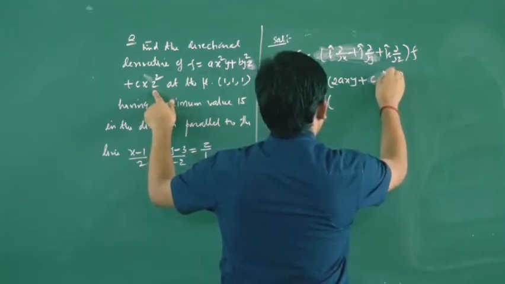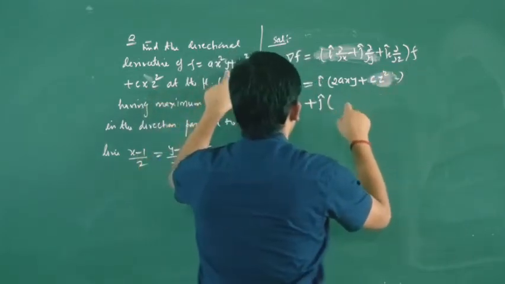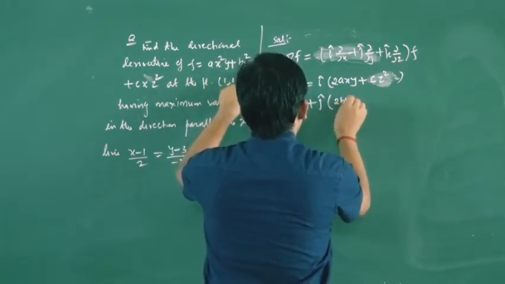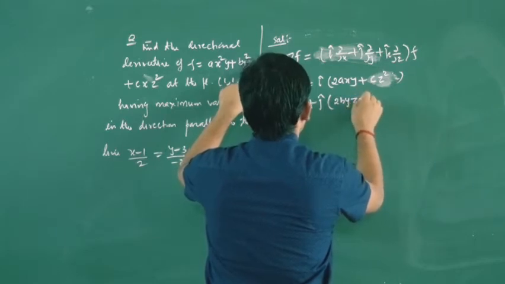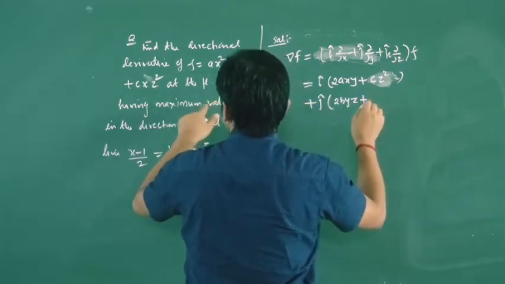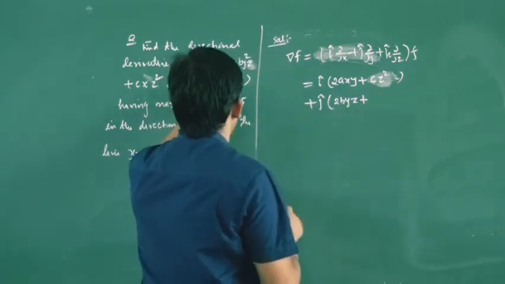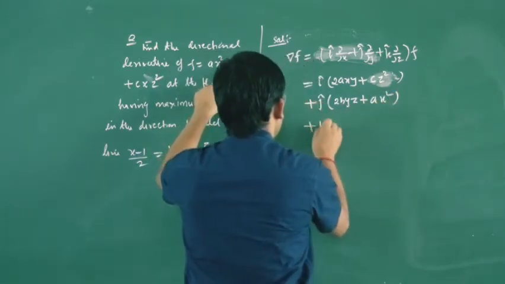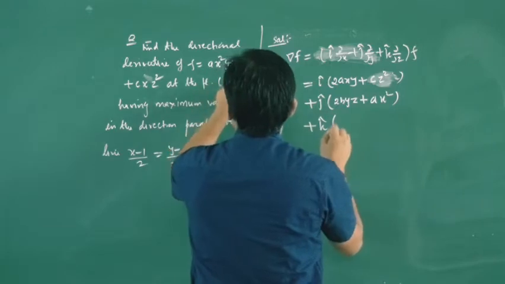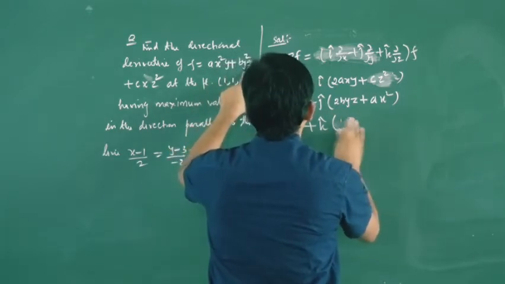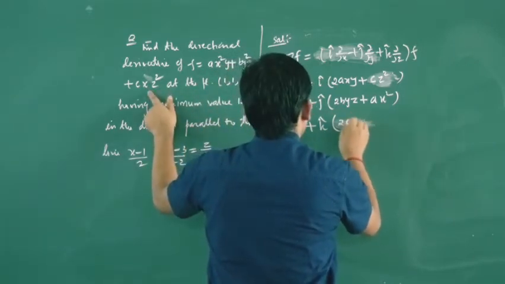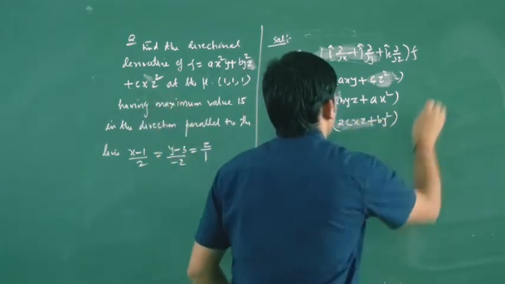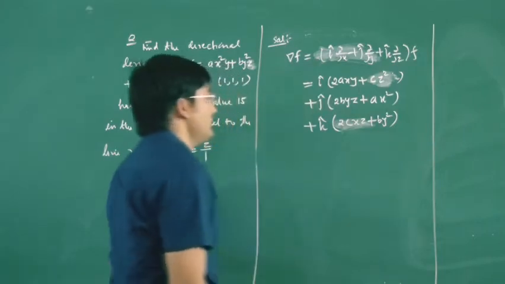So if you differentiate with respect to x, this will be 2axy plus c z square. Then the differentiation with respect to y will give you 2byz plus a x square. Then the differentiation with respect to z will be b y square plus 2cxz. Okay, this is your grad f.